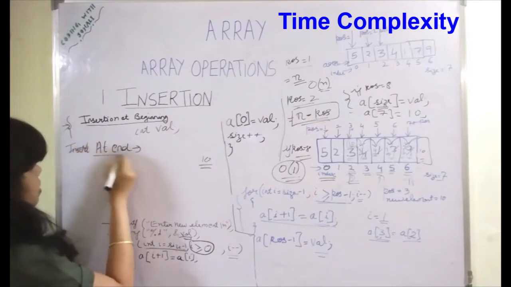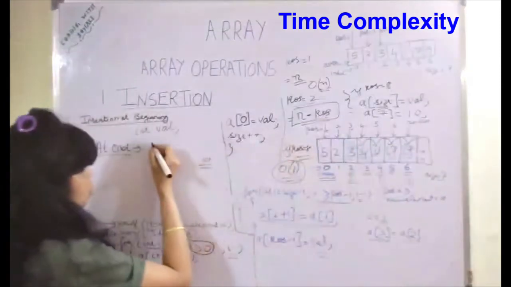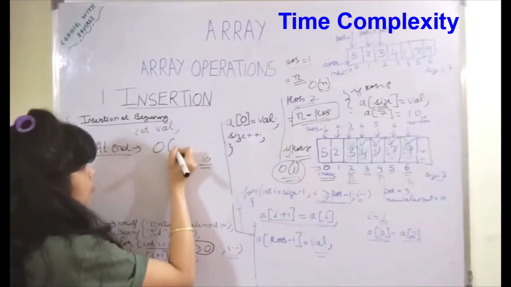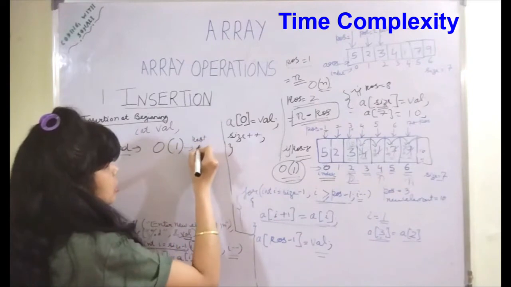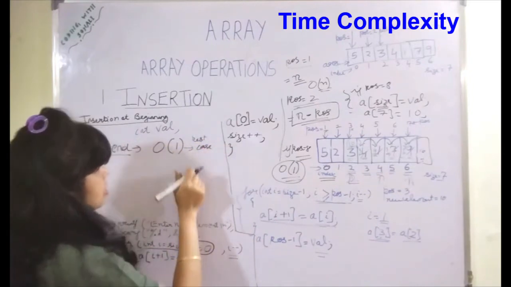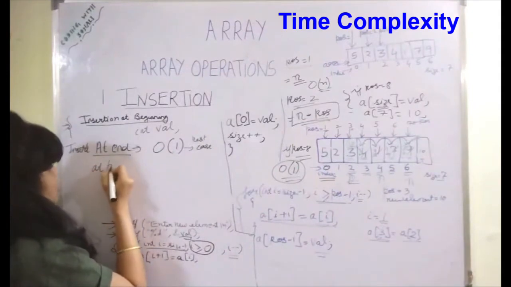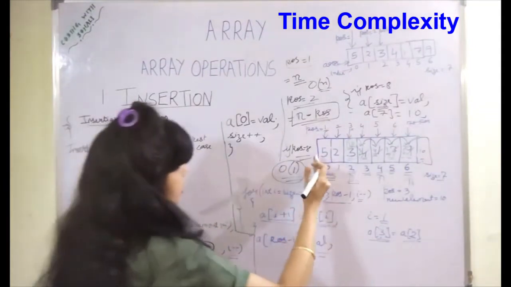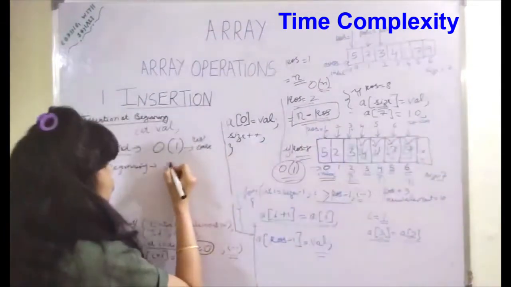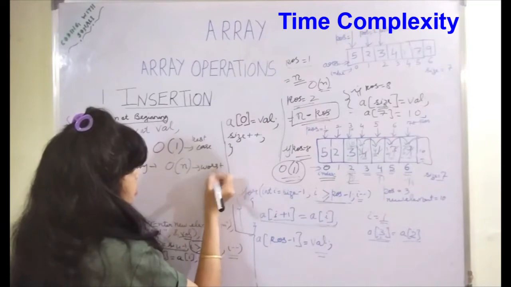in that case, what is the time complexity? We don't have to do the shifts, therefore the time complexity is O of 1, and therefore this is the best case, wherein no extra time is required. But at the beginning, whenever we have to insert at the beginning, how many shifts are required? We have to shift all the elements, therefore O of n. So that is the worst case.